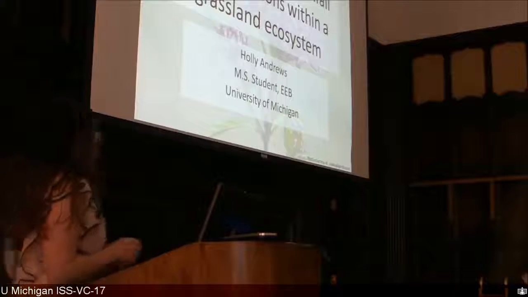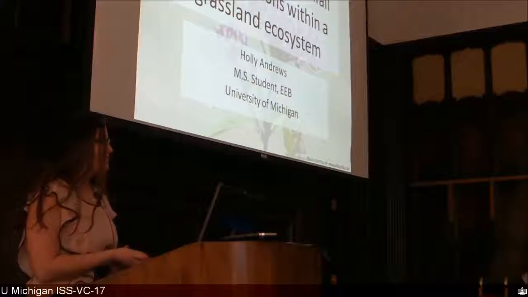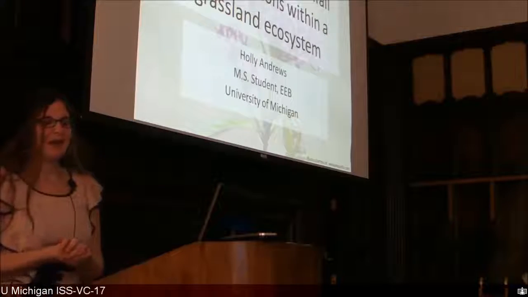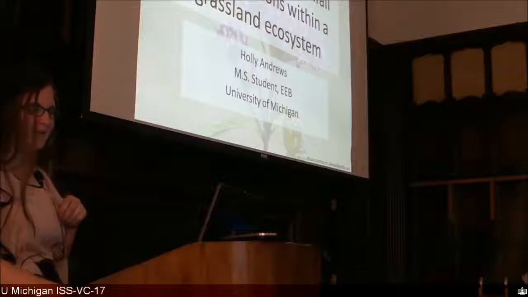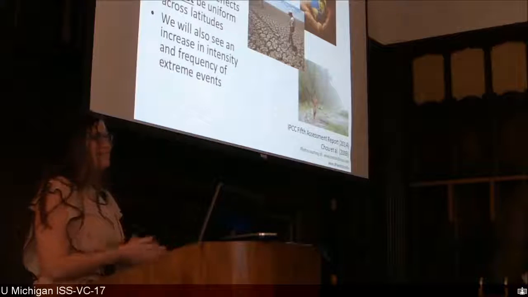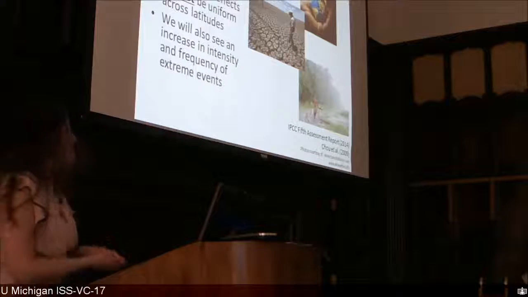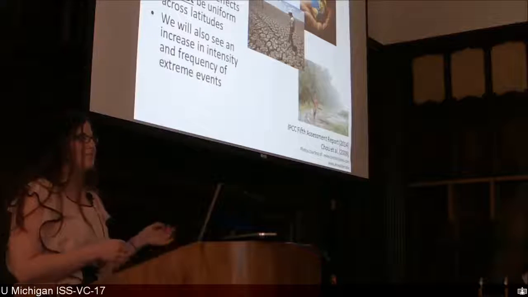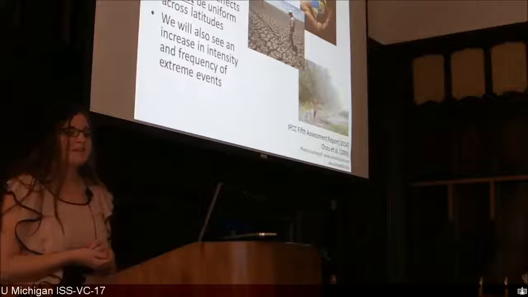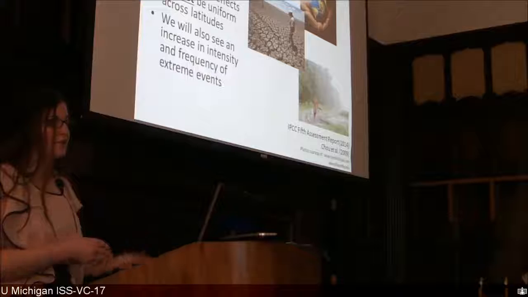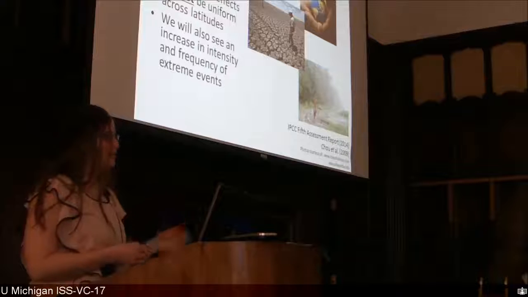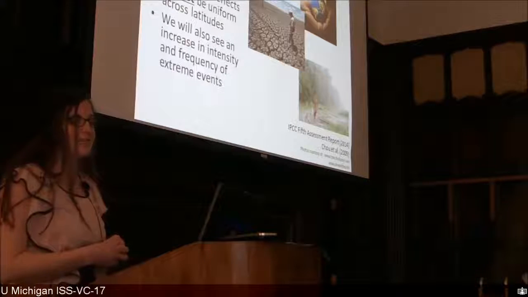Okay, thanks. Okay, so today I'm going to be talking about my master's thesis research. I'm Holly, master's student in Michigan's EEB department, and I conducted my master's thesis research at UMBS, which I'll talk about today. So there's a lot of evidence that climate change is currently occurring in our world today, and while most people focus on the changes in temperature, I believe that equally as important are the changes in precipitation that we're seeing. So we're expecting that our global average precipitation is going to increase 1 to 3% for every degree Celsius of temperature increase we're seeing.